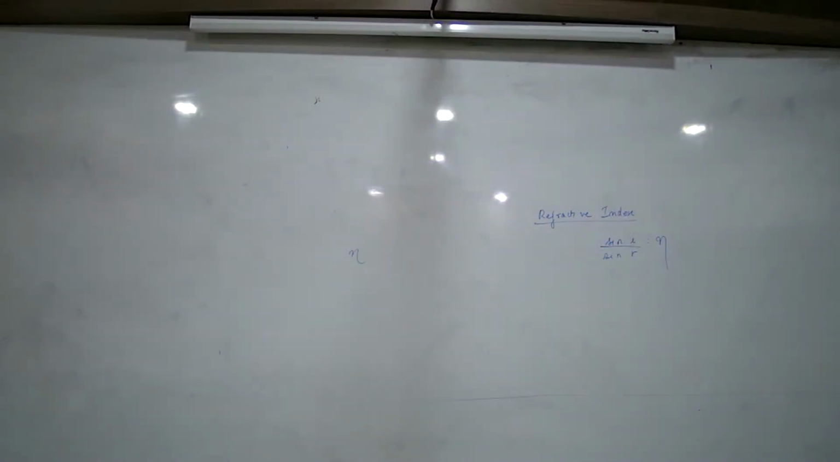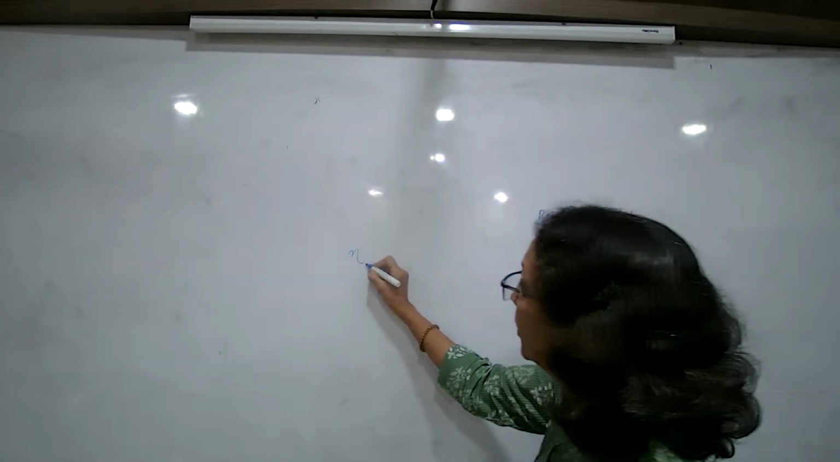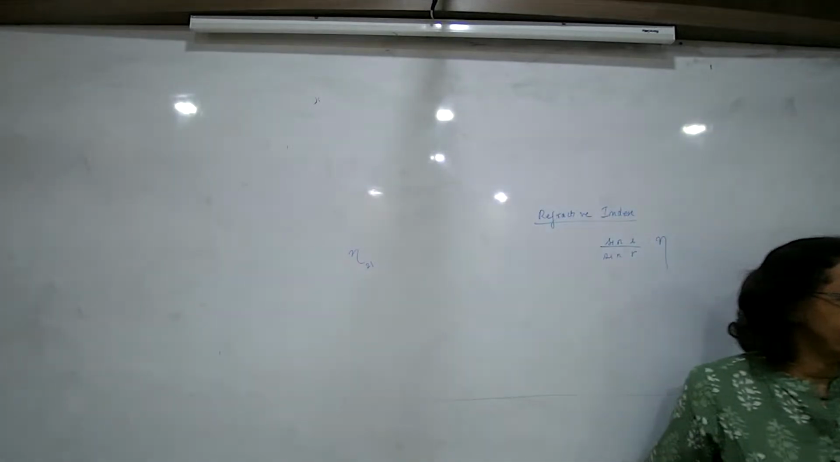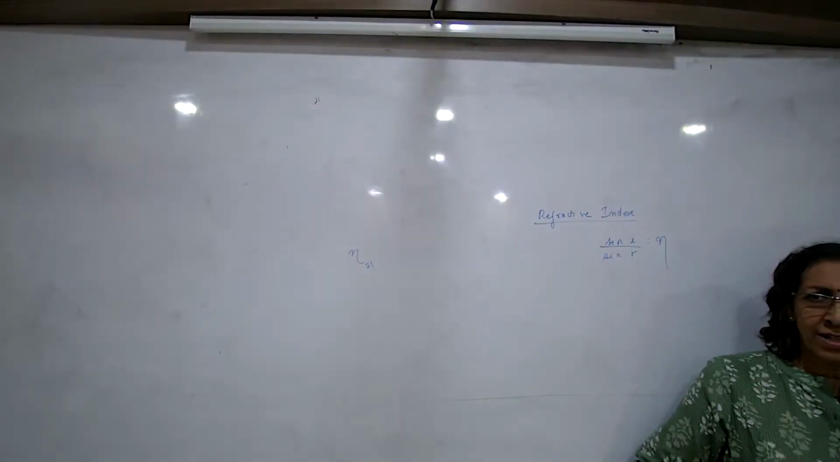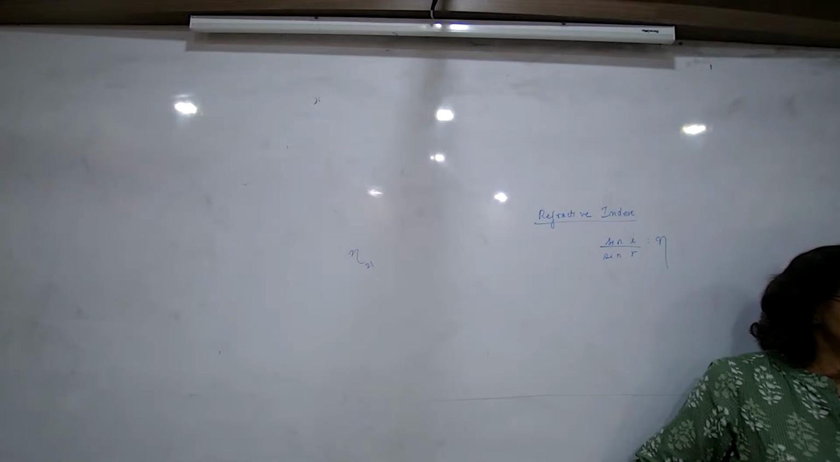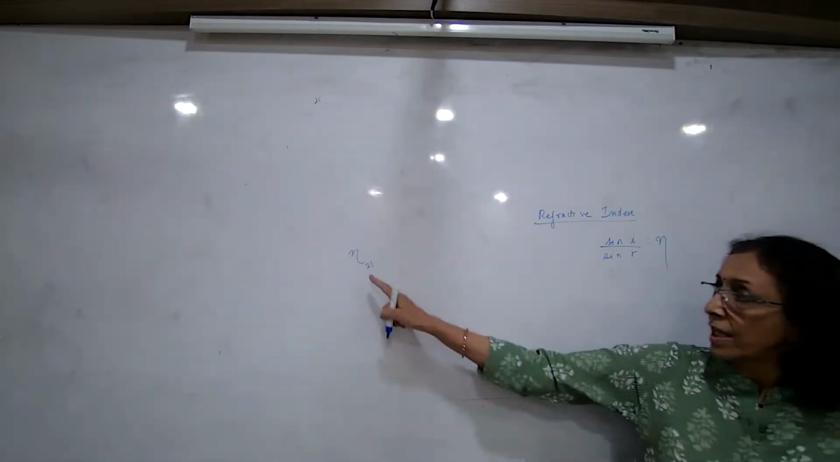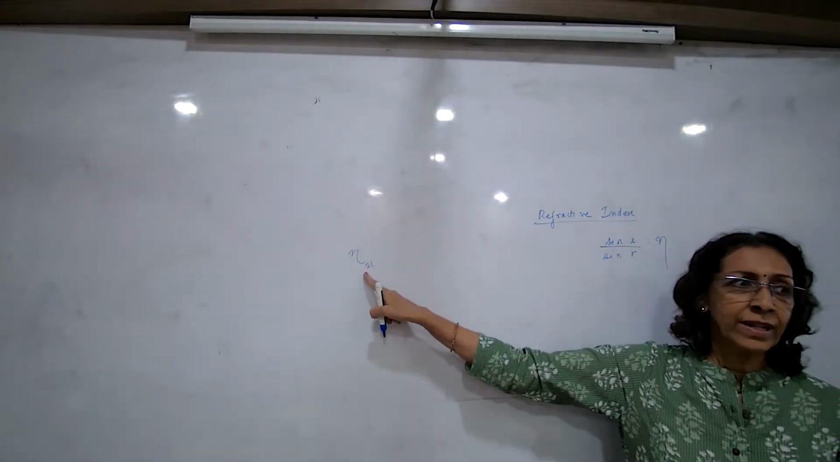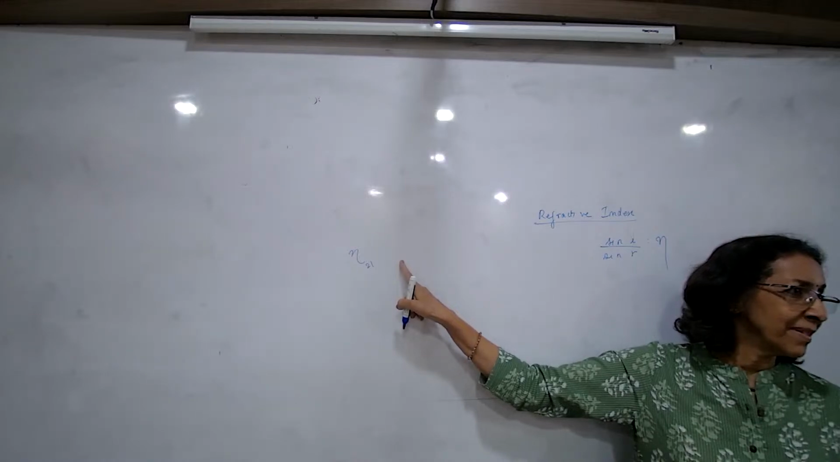Mu, they have given as 2, 1. It's not 21. You notice. What is 2 and 1? Refractive index of the second medium with respect to the first medium.